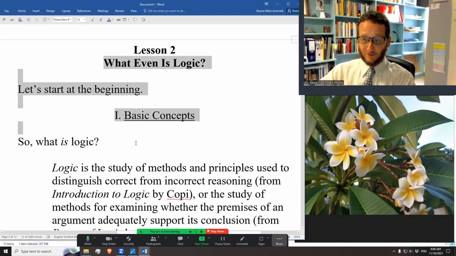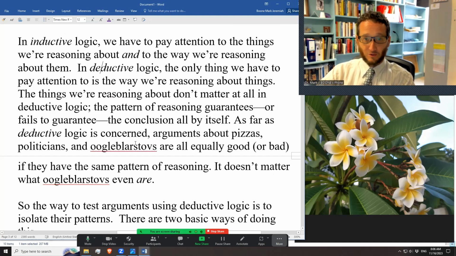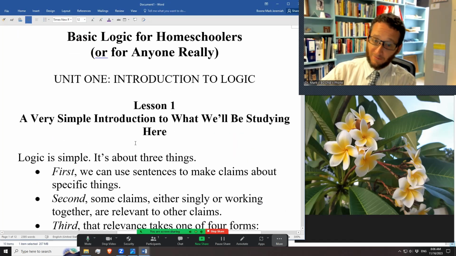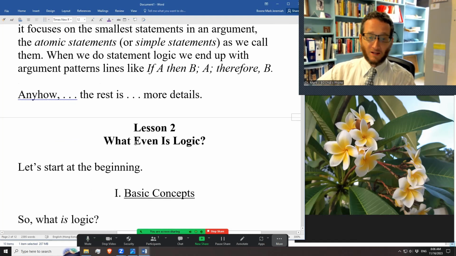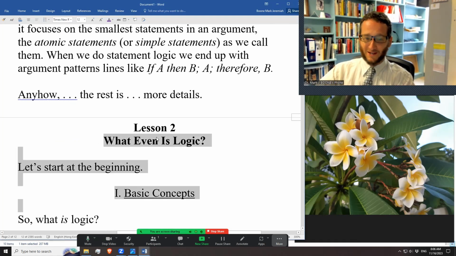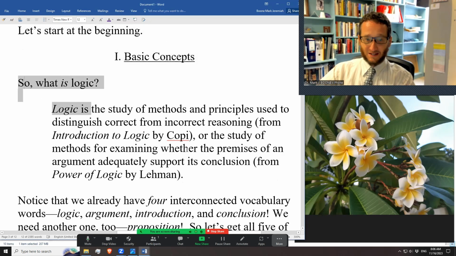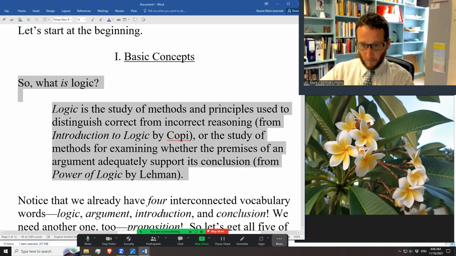In this video, after a very brief introduction in the last video to what we are even studying when we study logic, let's talk about what logic even is. Let's start at the beginning, or just one small step past the very beginning from the last video, looking at some basic concepts. What is logic? Logic is the study of methods and principles used to distinguish correct from incorrect reasoning.